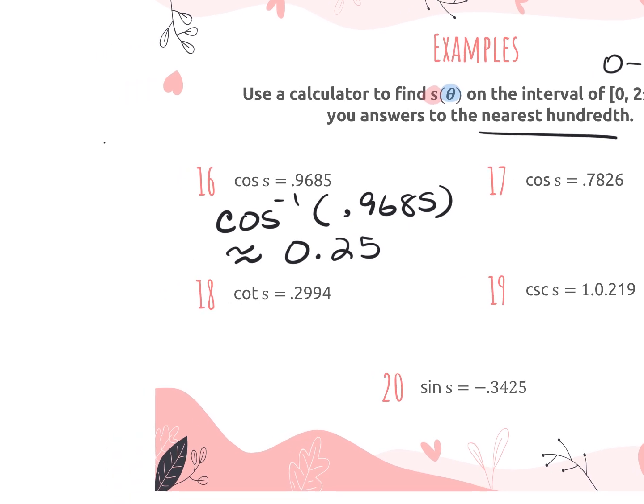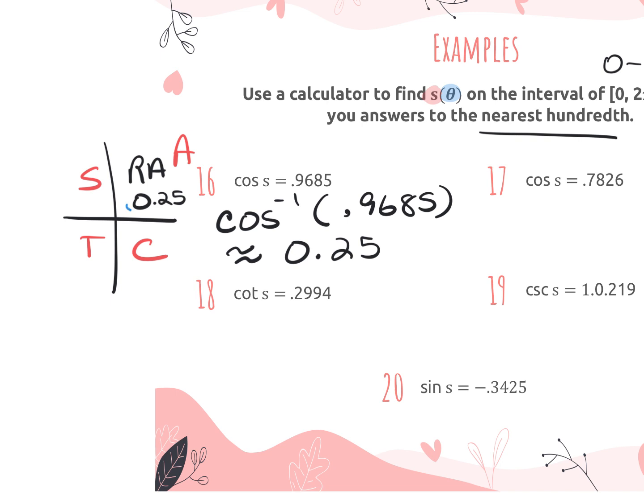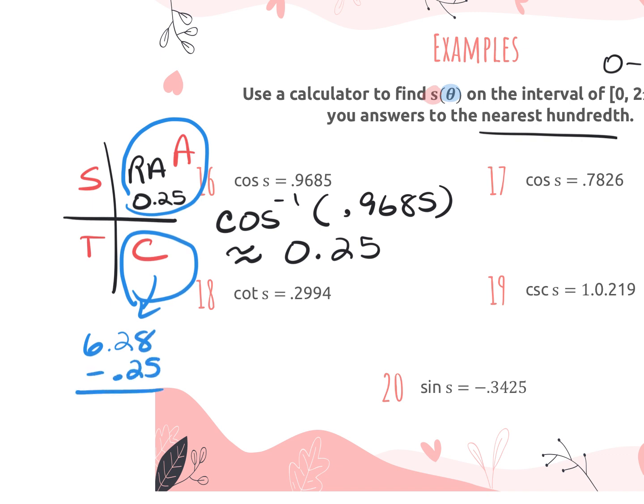Now remember, the answer we're getting is our reference angle from quadrant number 1. But what we need to do is figure out what other quadrant cosine is positive in. And this is where we do our All Students Take Calculus. Cosine is positive in quadrant 1 and in quadrant 4. So 0.25 is one of my answers. My other answer, I'm going to take 2 pi, so 6.28, and subtract the 0.25, and my other angle measure in radians is 6.03. So the two answers to this question are 0.25 and 6.03.